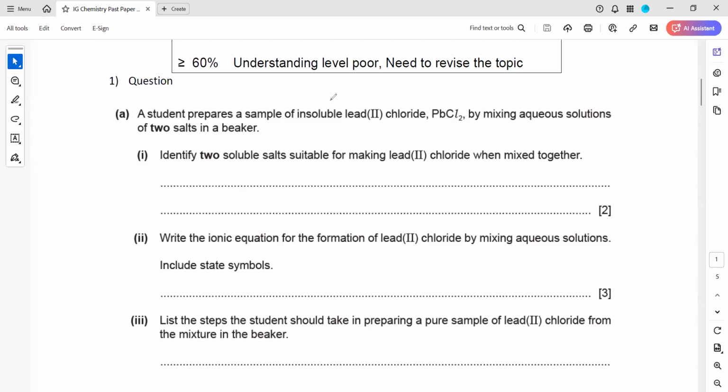by mixing aqueous solutions of the two salts in a beaker. So lead 2 chloride is an insoluble salt. Whenever we want to prepare an insoluble salt, we mix two soluble salts. So we need lead and we need chloride, like in one of the salts we need lead, and in another salt we need chloride.